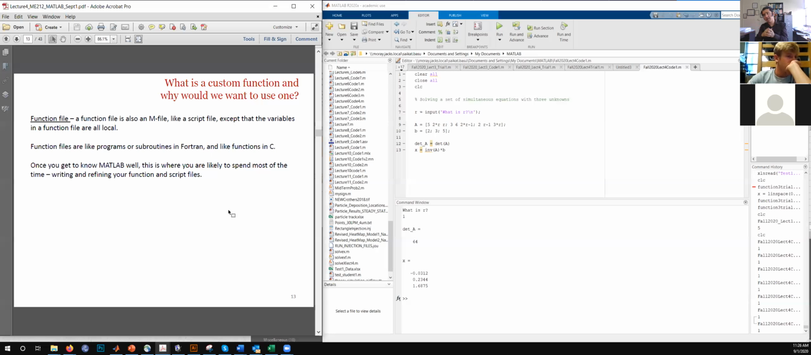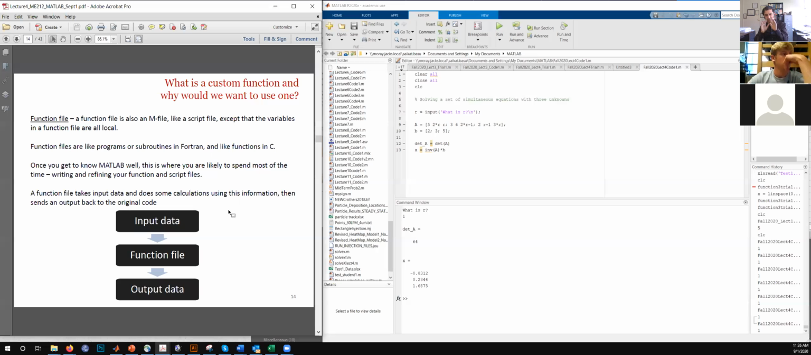Sometimes you might not need any function file, and you can just manage it with a script file. In fact, if you ask me, in my research most of the times I end up just writing script files because I don't use MATLAB that much. But based on how much you use MATLAB, this is where you are going to spend most of your time, on function files or on script files. So make sure that you understand the overall concept of how they work.